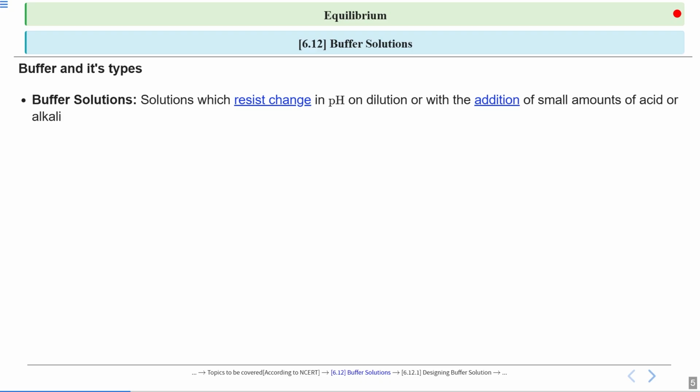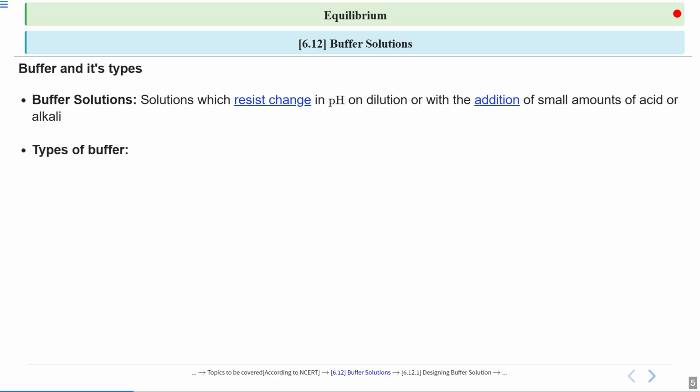It is not that you will add a very large amount of concentrated acid or base and it will not allow the solution to change the pH. In most of the cases, it only resists a small change in the pH. So this is very important. See, it is written that it can resist changes in pH on dilution or with the addition of a small amount of acid or base or alkali.